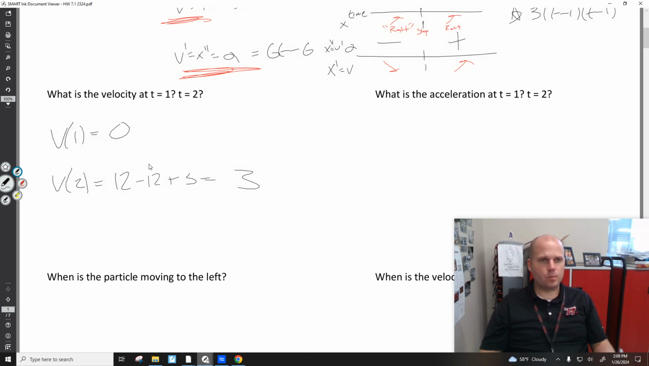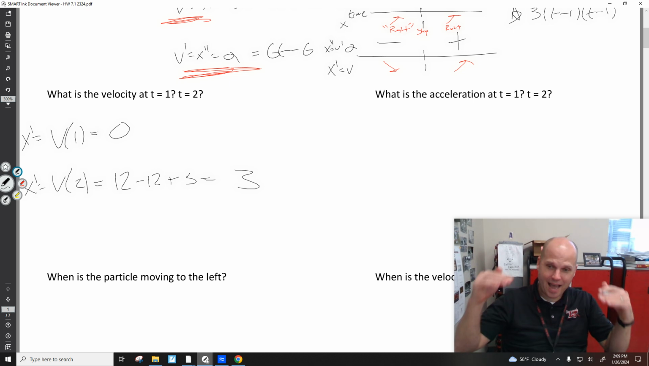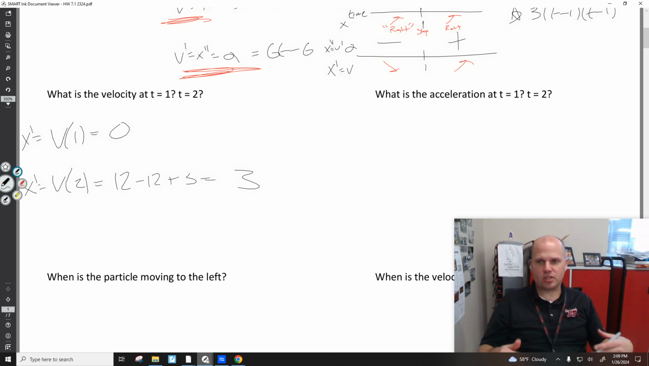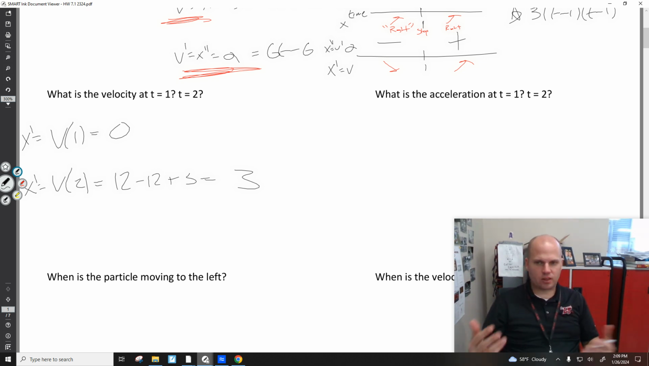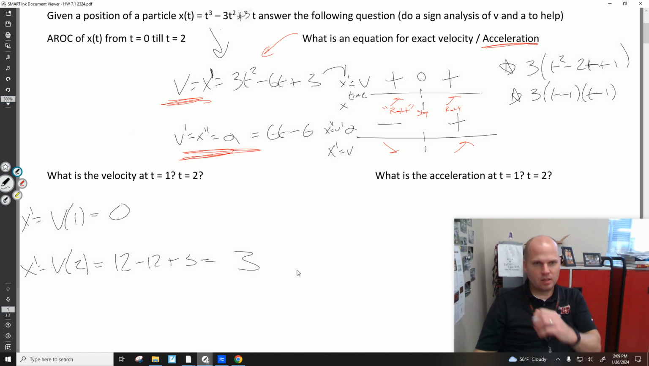All right, what does that mean? At time 1, my velocity is 0. That means my rate of change of position is 0, which means my position is stopped. At time 2, my rate of change of position is 3. That says at time 2, my position is increasing 3 meters per second. This is like the y's per x kind of deal. Meters per second.